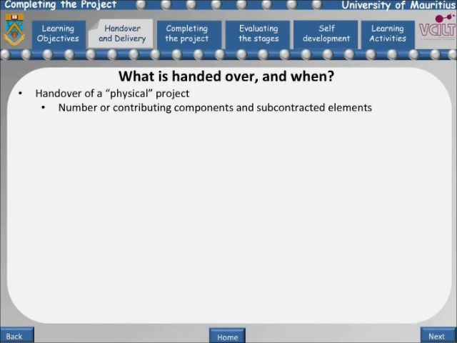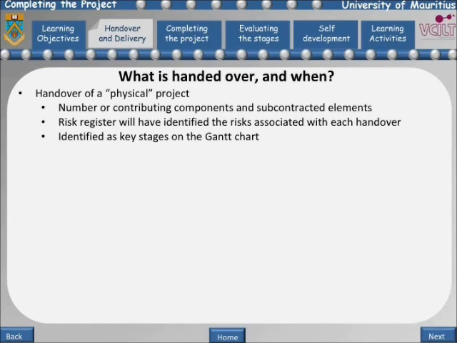The schedule will have identified the sequence in which tasks need to be completed. Hopefully, the risk register will have identified the risks associated with each handover, and a contingency plan will have been made for each major risk. Handovers should be identified as key stages on the Gantt chart.